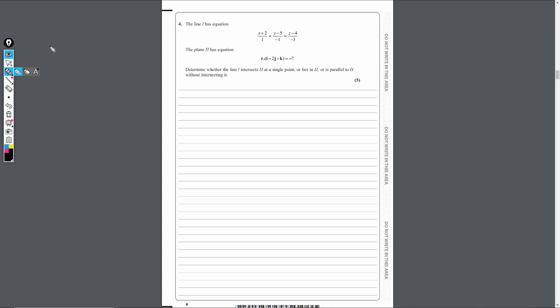Now there's a couple of ways you can actually do this. The easiest way, I think, is to consider the direction vectors. So first let's write the vector equation for L. R equals, well, my position vector will be the opposite here. Because it's x plus 2, my first one will be minus 2. This is minus 5, so that'll be 5. And this is minus 4, so that'll be 4. And then we need the direction vector, so lambda lots. My direction vector is just the denominators of these fractions, so it's 1, minus 1, and minus 3.